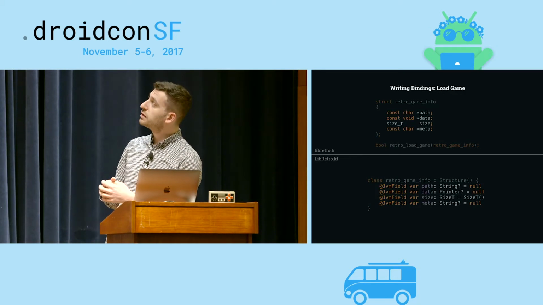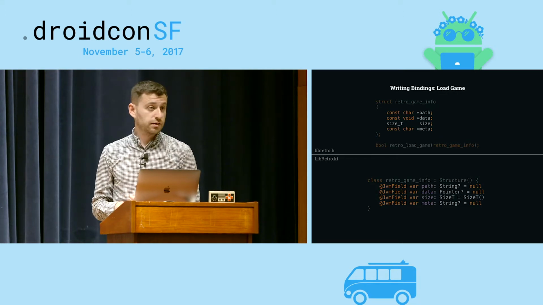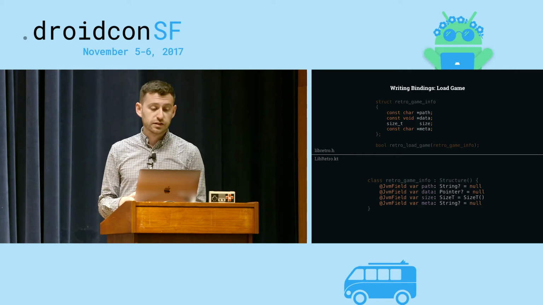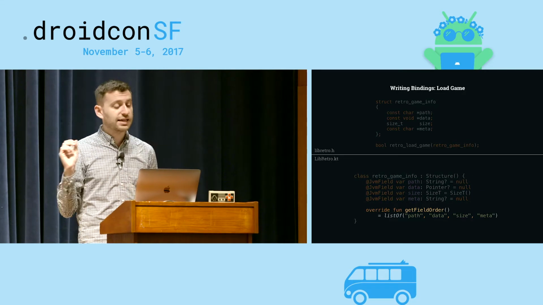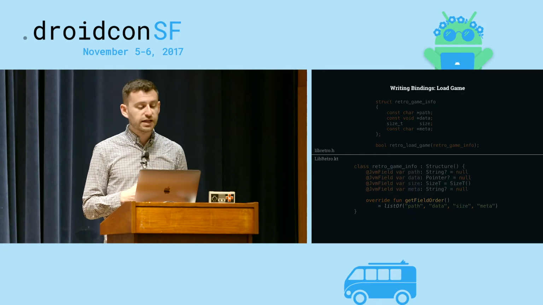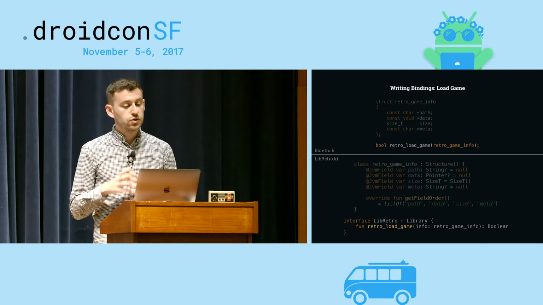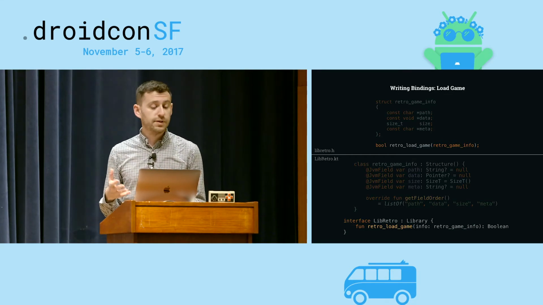And one thing that you'll note here is that char star can automatically be represented as a string, and JNA will handle that automatically for you. We then still need to override that getFieldOrder that I talked about earlier. And then finally, we can add this function to the library. And this is the function we're going to call to load the game ROM into memory.